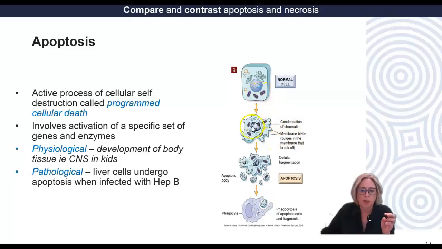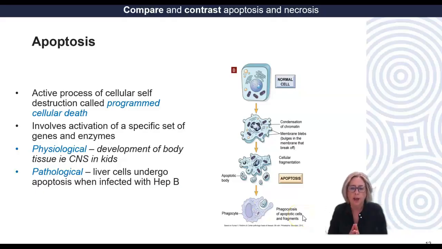We have condensation of nuclear material here. We get these distinct bulges in the plasma membrane that break off. Then we get this nice ordered cellular fragmentation and the generation of these apoptotic bodies. And then we get a phagocyte coming in, phagocytosing these apoptotic cells and fragments and cleaning up the area. And you can see that there's no induction of inflammation.